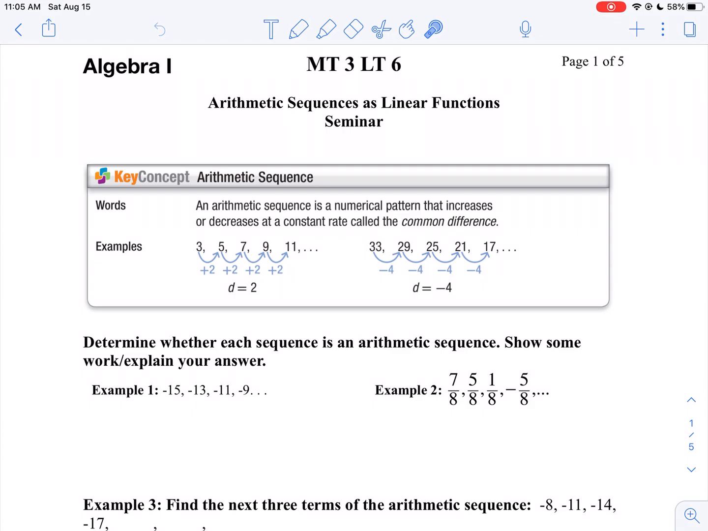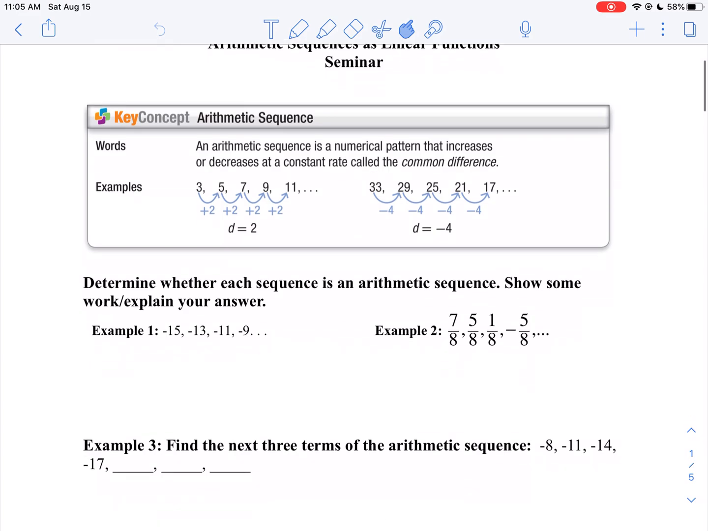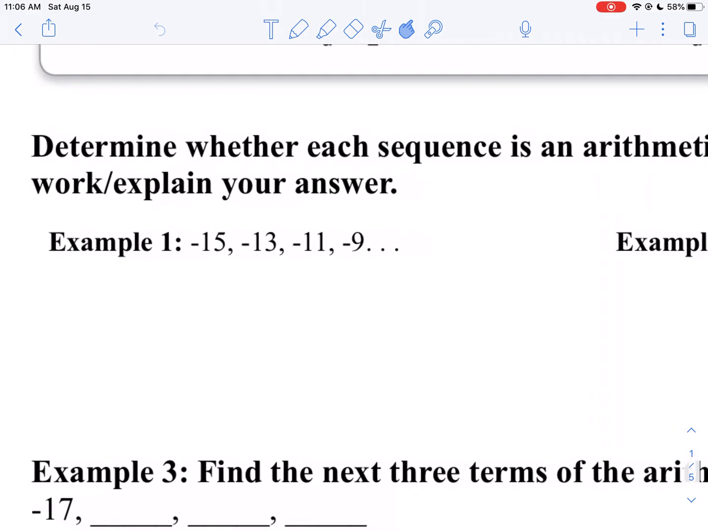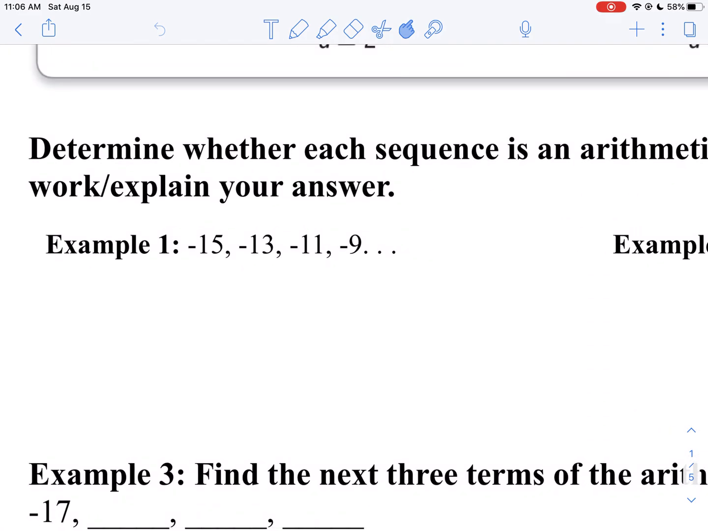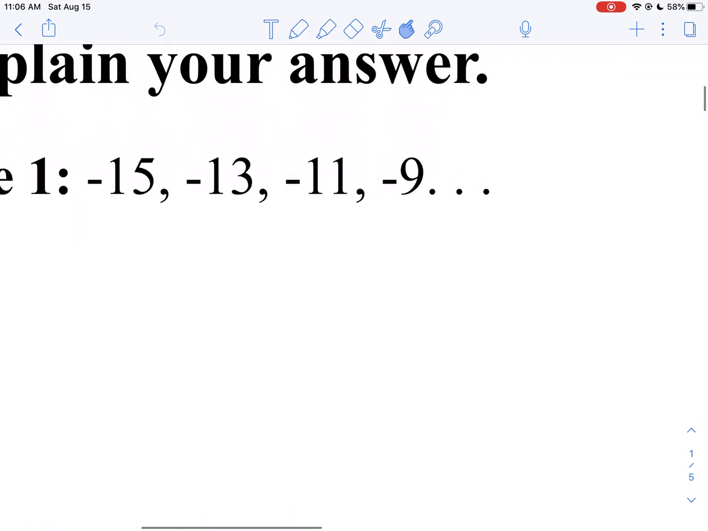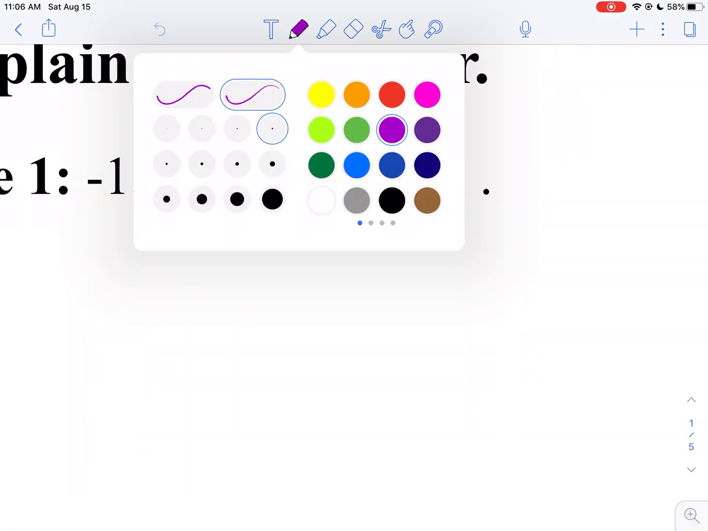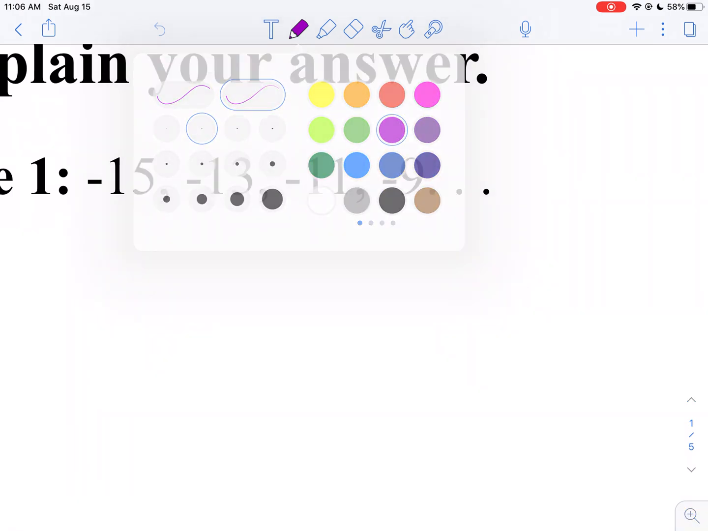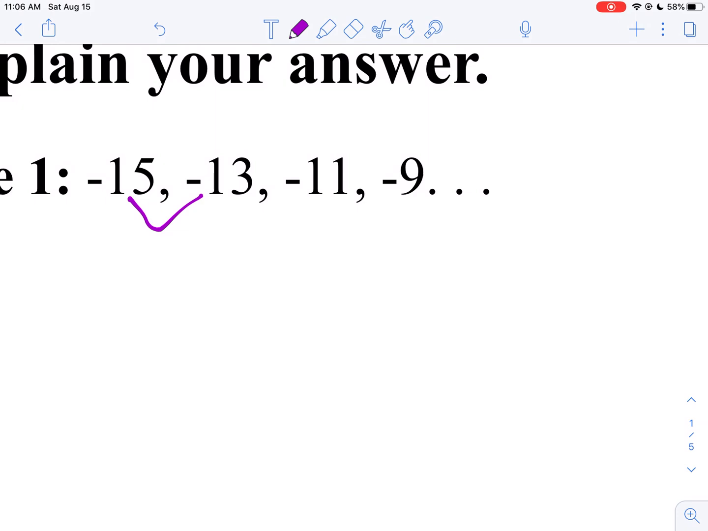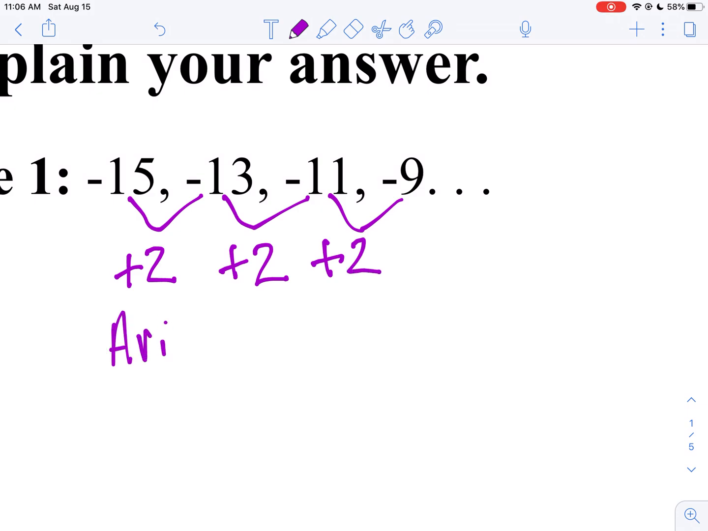If we take a look at our first couple examples here, we just want to know, is this an arithmetic sequence? Well, if I take a look at example 1, I'm going from negative 15 to negative 13. Looks like I'm adding 2. From negative 13 to negative 11, we're adding 2. From negative 11 to negative 9, we're adding 2. So yes, this appears to be arithmetic.